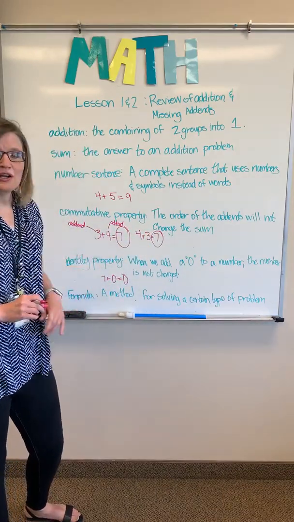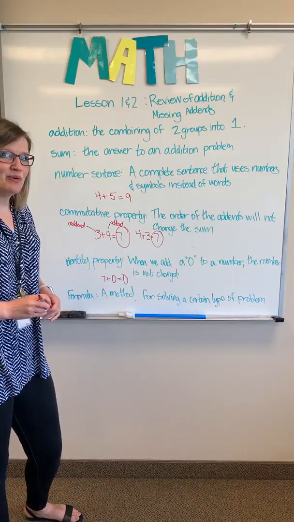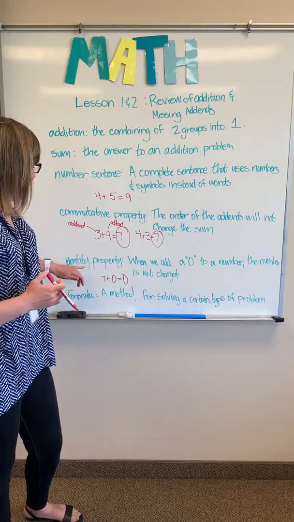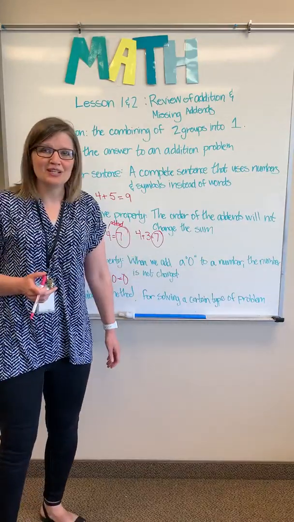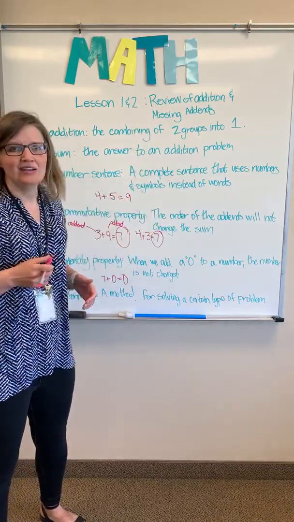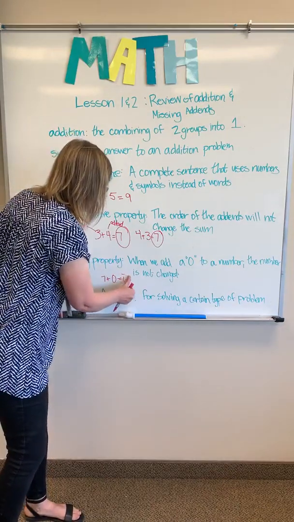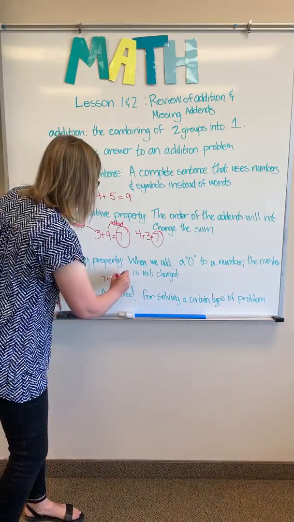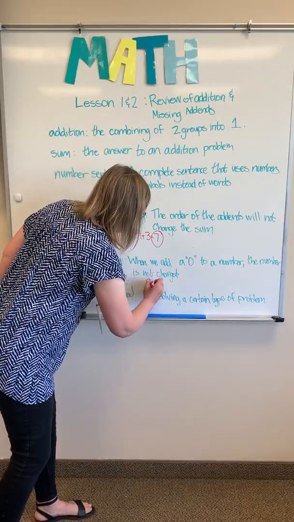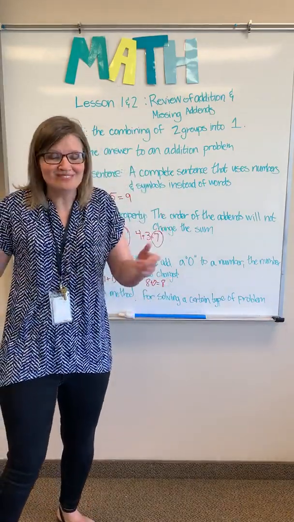We need to also talk about the identity property, and I love this because it's probably one of the simplest properties to study, and that is when we add 0 to a number, the number doesn't change. Yay! So you can say 7 plus 0, will it equal 0? No, Mrs. Starr messed up on that. 7 plus 0 will equal 7. Or we can say 8 plus 0 equals 8. Or 1,000,000 plus 0 equals 1,000,000.